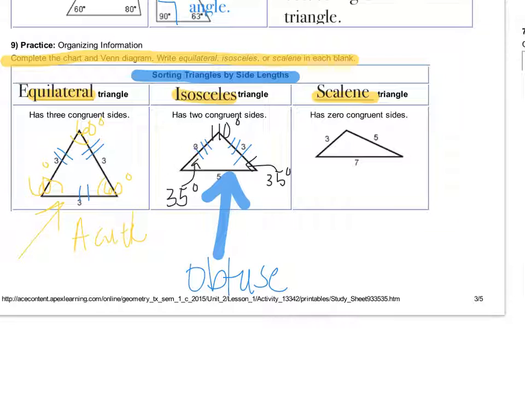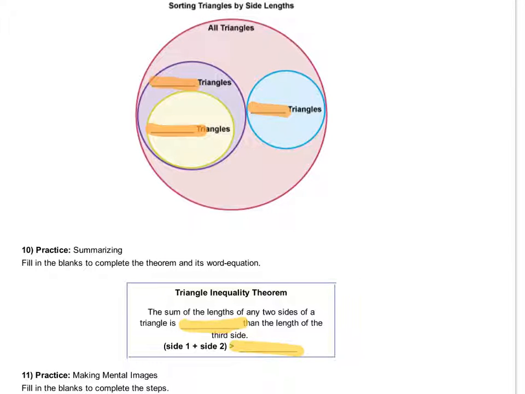Obtuse. All right, in a scalene triangle, I don't even want to make up numbers for that, but that scalene triangle could also be obtuse, or it also could be acute. It just depends. Okay, now when we sort the triangles by the side lengths, this is just a visual for you if you'd like to have one.